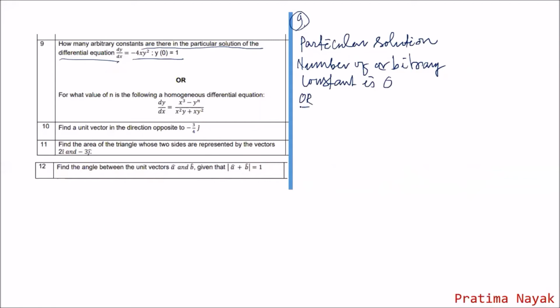Now find the value of n for which the homogeneous differential equation is dy by dx equal to (x cube plus y to the power n) by (x square y plus x y square). If we analyze the degree, here the degree is 3, here also degree 3. So for homogeneous, the degree of the numerator should be equal to the degree of the denominator. So when x cube has degree 3, y to the power n must be equal to y to the power 3. So what is the value of n? n is equal to 3.